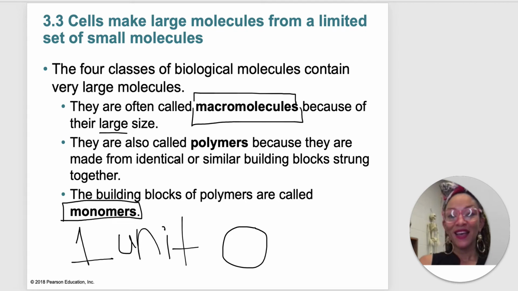You can also call these larger particles polymers. So poly, P-O-L-Y, also means many. Because they are made from identical or similar building blocks kind of strung together. So here's our monomer, right? And then you put a bunch of monomers bound together. We can make a polymer, right? Which is also known as a macromolecule.